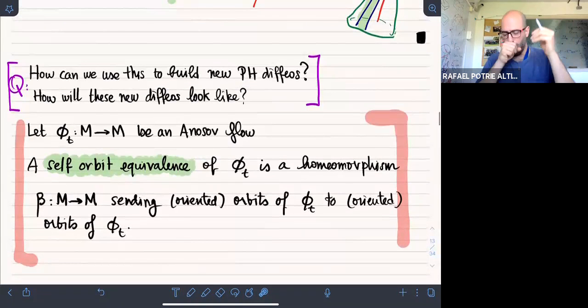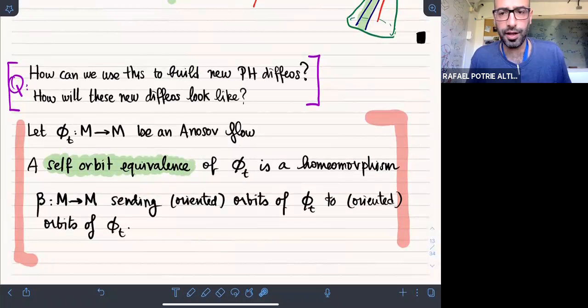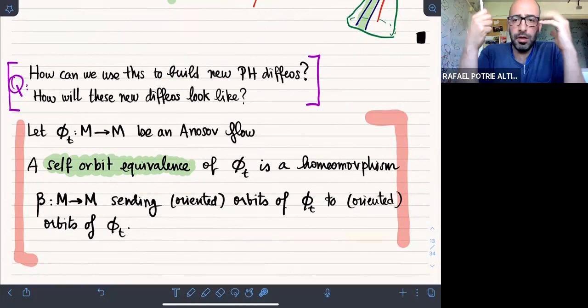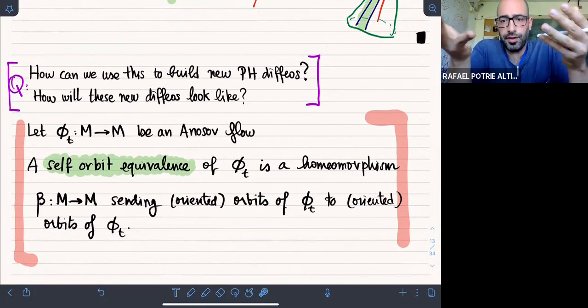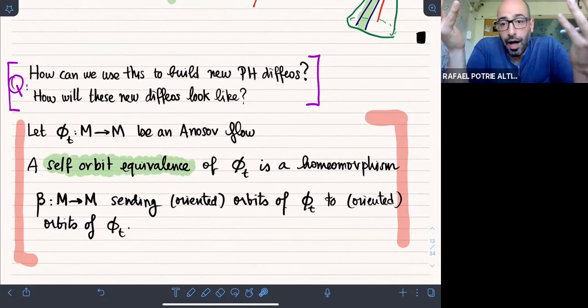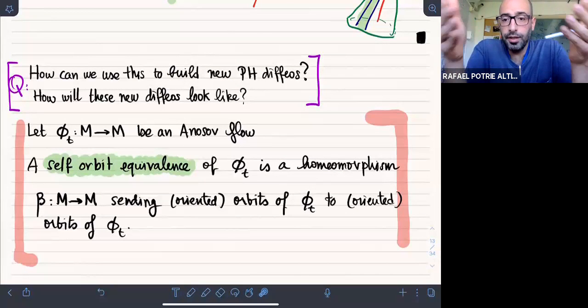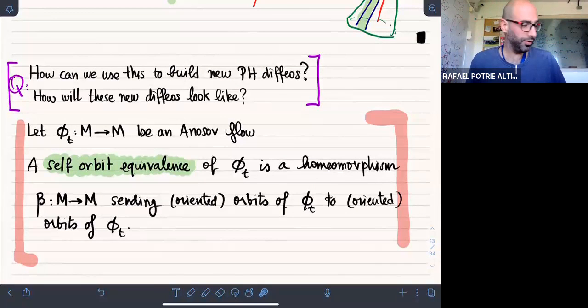Okay, so before I explain how to use this criteria, let me tell you about some natural object that, at least I was not very aware of, and I think it's very interesting to understand. Somewhat the point of this mini course is to explain that it has a very strong link to partially hyperbolic diffeomorphisms. So a self-orbit equivalence of an Anosov flow is just a homeomorphism of the manifold which permutes the orbits of the flow.